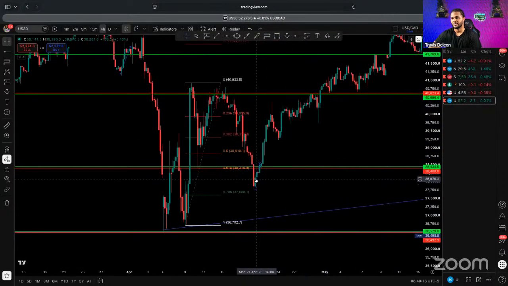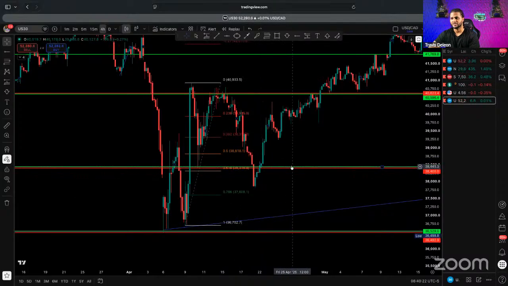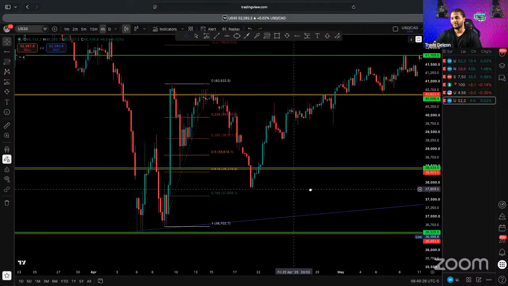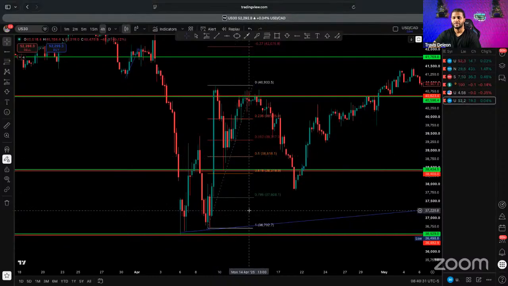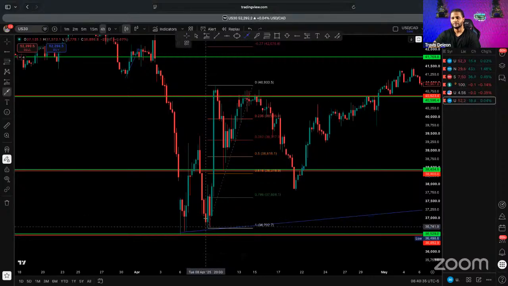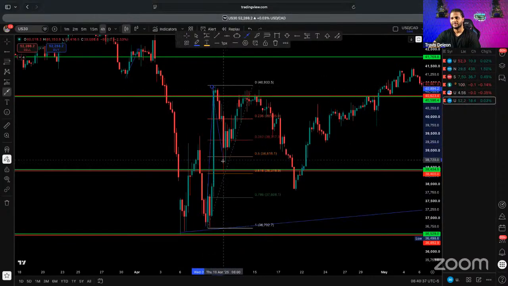So I want to show you this. We had a weekly monthly supply and demand zone right here at 38,460. But what did price do? Price did not reject directly at the fib level. It went up, came back down. See, it didn't reject the 0.5 fib level.